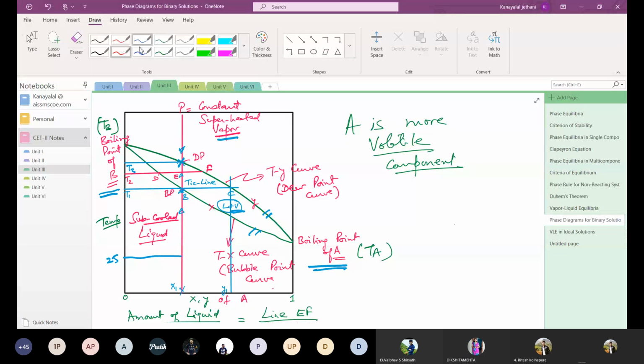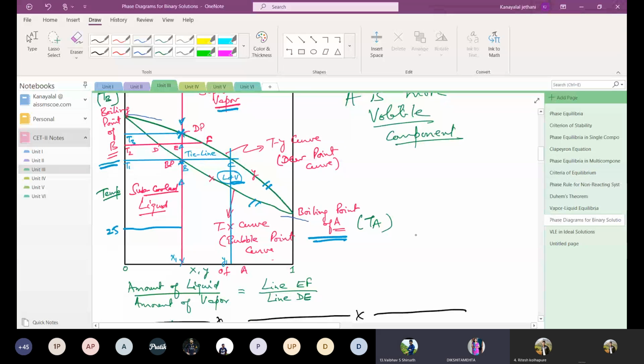This is the boiling point of A, and this is the boiling point of B. Dew point and bubble point are nowhere near the boiling point of pure A and pure B. They are somewhere in between the boiling point of A and the boiling point of B. And vaporization happens only between the bubble point and dew point. There is no fixed boiling point of a solution. Does that answer your question? Yes, sir. Got it. Okay.